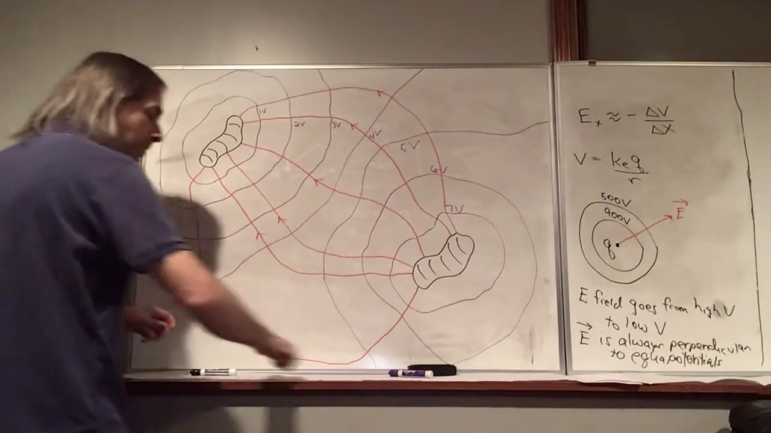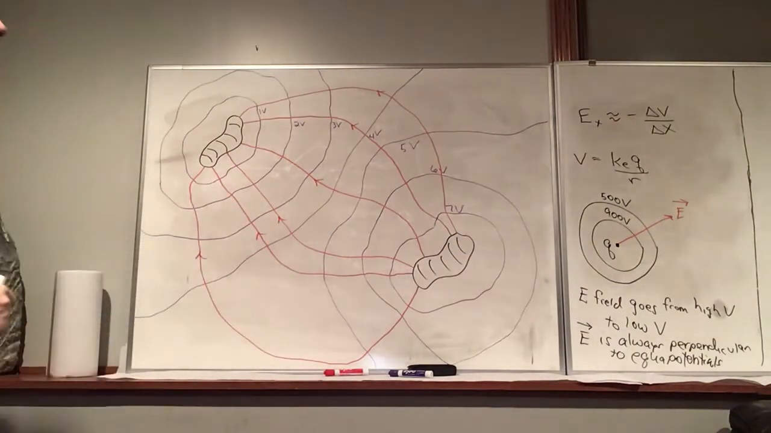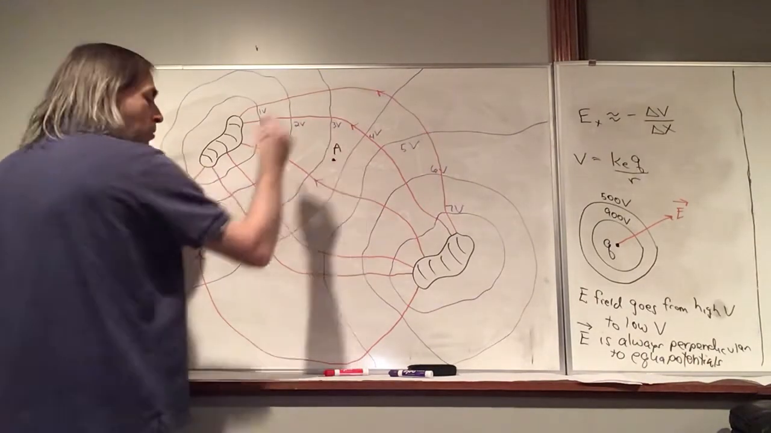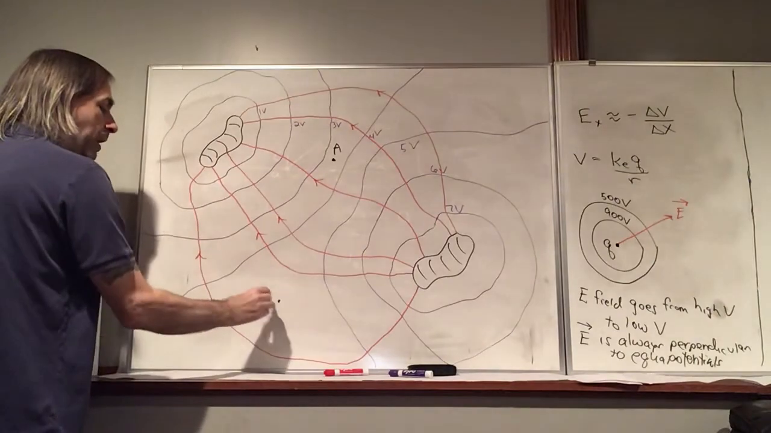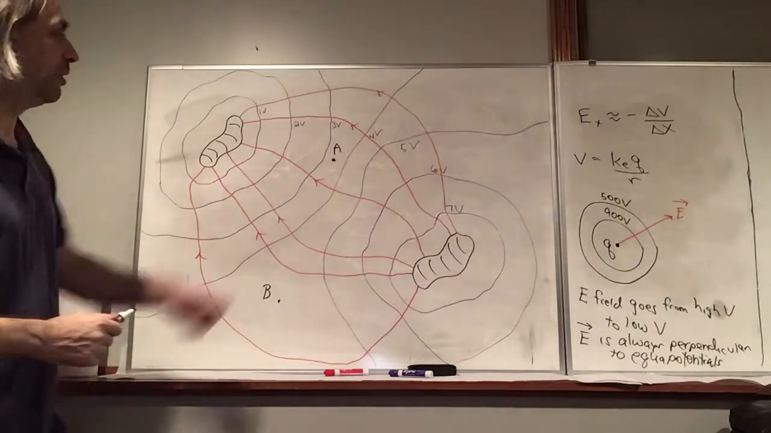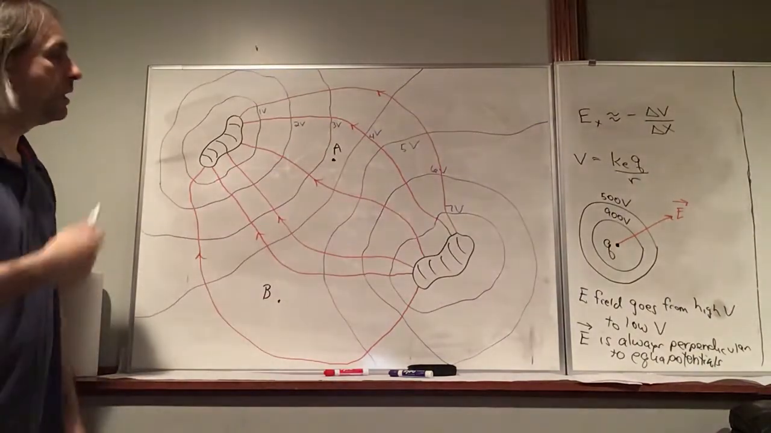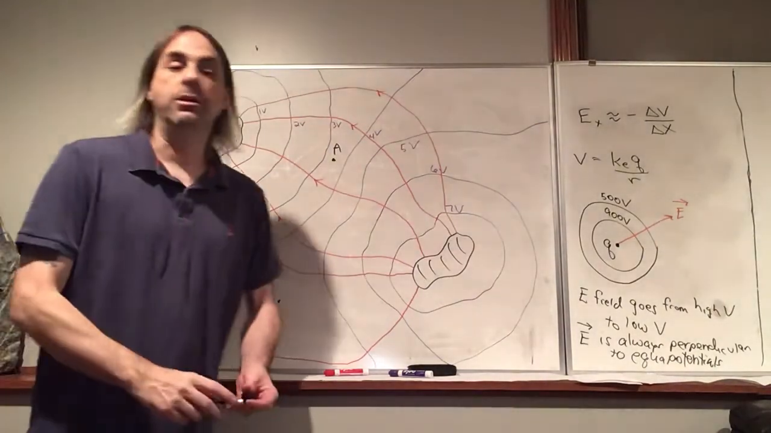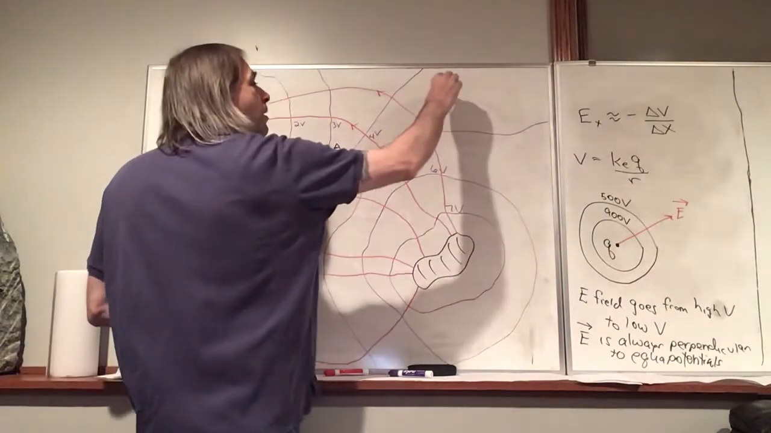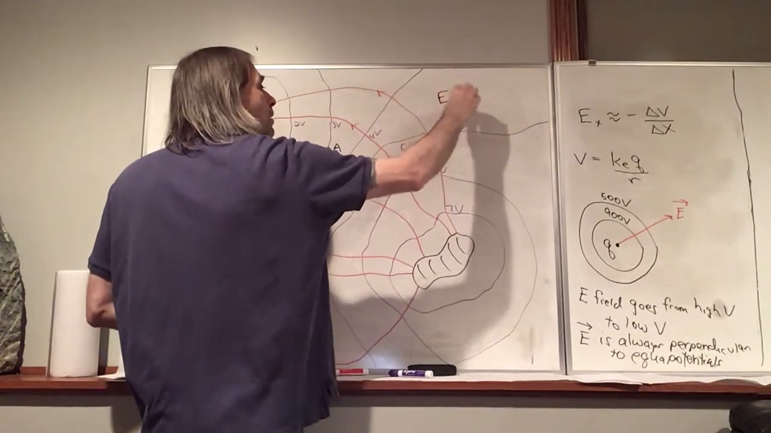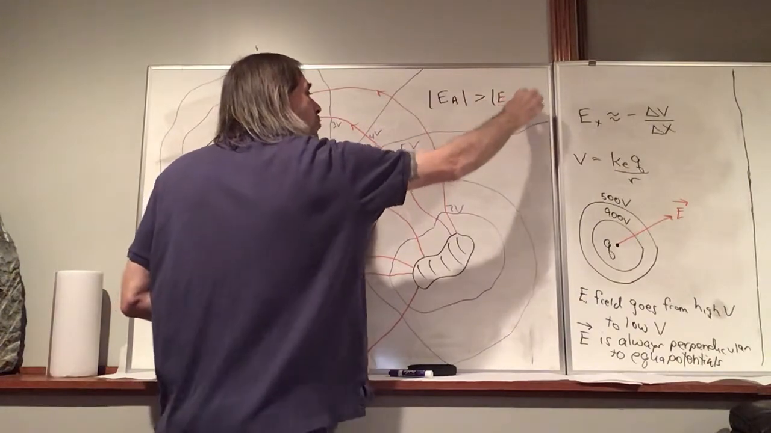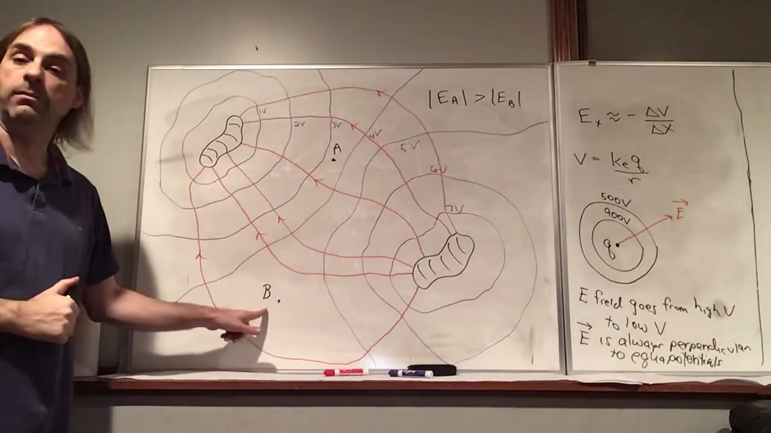Okay. But there's one more thing we can say about this. We can draw a couple of points, let's say point A and point B. What can we say about the strength of the electric field at these two points? Because this is pre-recorded, I'm just going to tell you the answer. The electric field at A, we're just looking at magnitudes, has to be greater than the electric field at B.